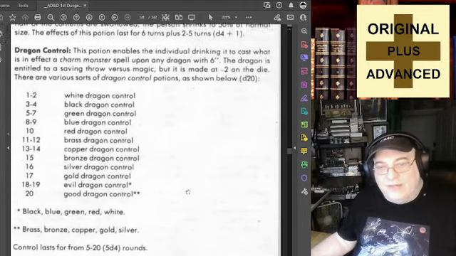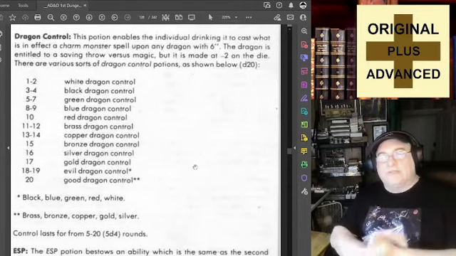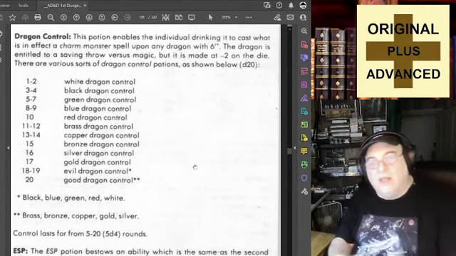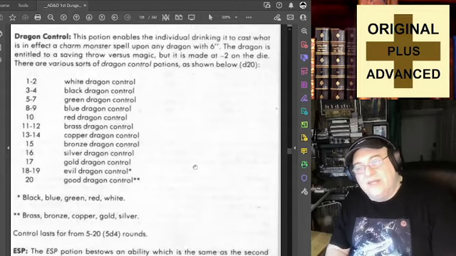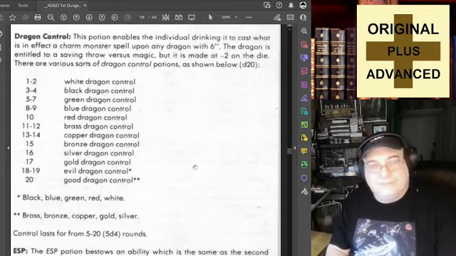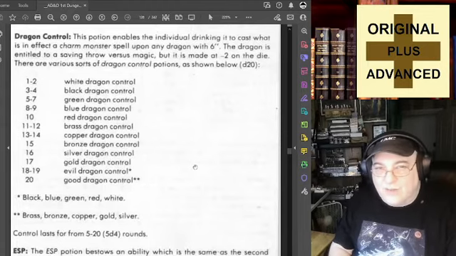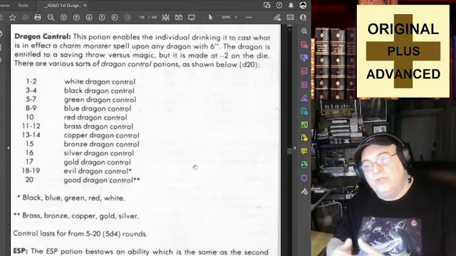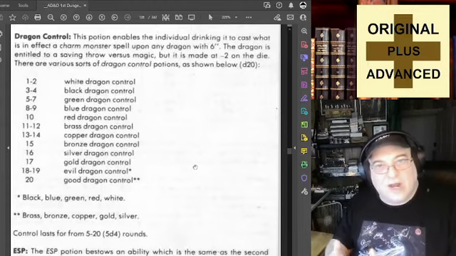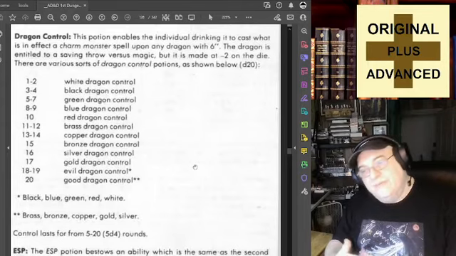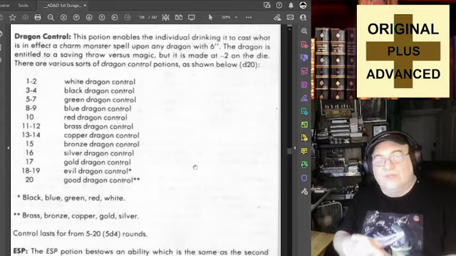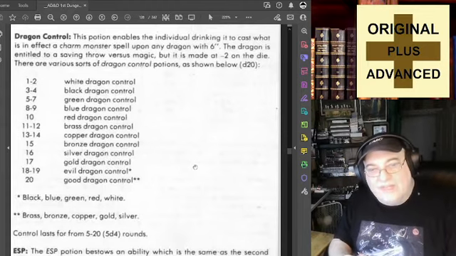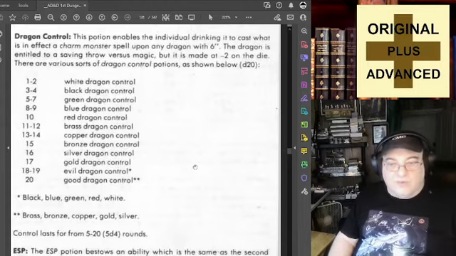Anyway, dragon control. This potion enables the individual drinking it to cast what is in effect a charm monster spell upon any dragon within 6 inches, 60 feet. And again, I always do feet indoor or outdoor. I don't like doing the back and forth all the time. If you still use that convention, that's 60 yards outdoors. Anyway, the dragon is entitled to a saving throw versus magic, but it is made at -2 on the die.